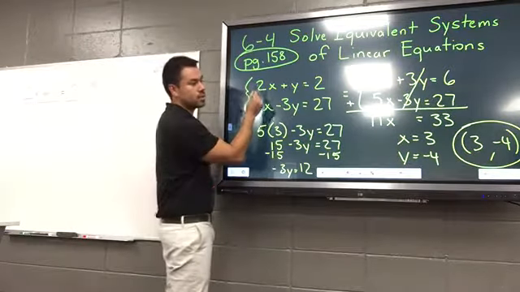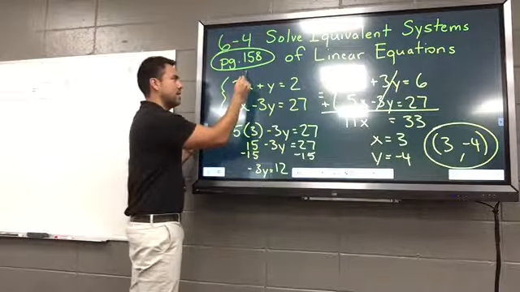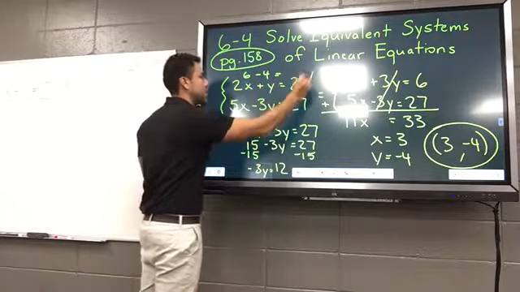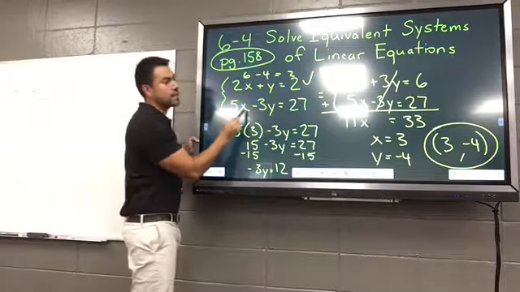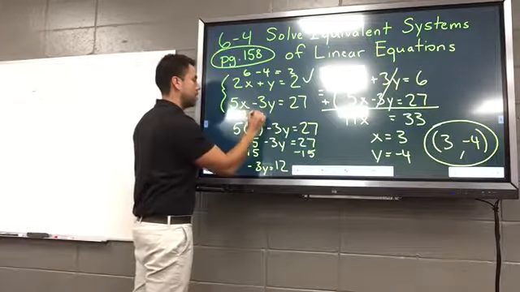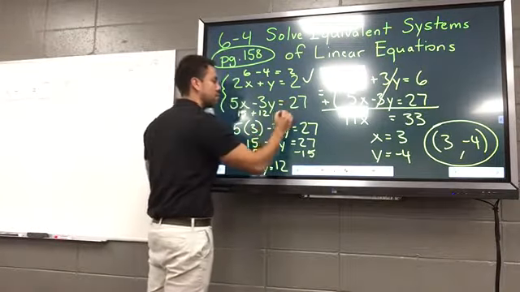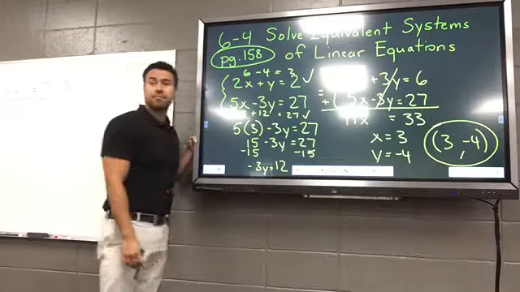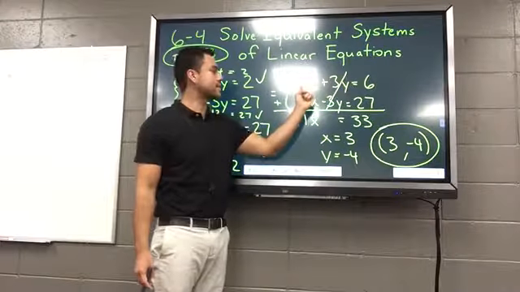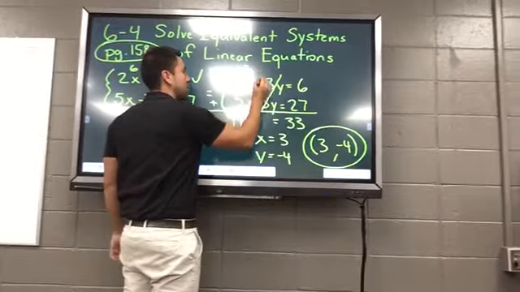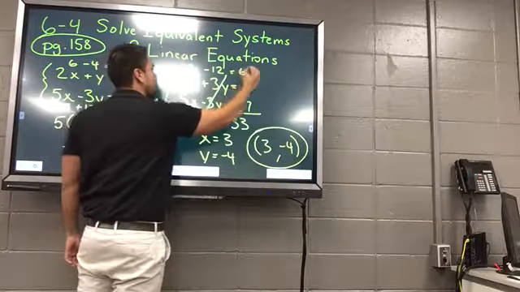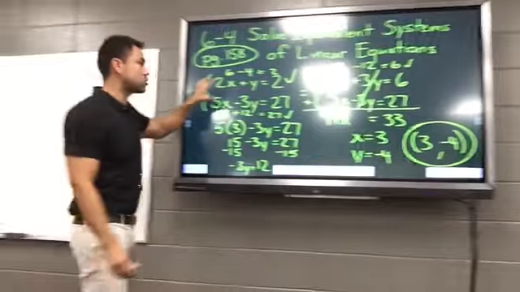So I'm going to check it. What's 2 times 3? 6 plus negative 4. Check, right? It works? Okay, what's 5 times 3? Negative 3 times negative 4? What's 15 plus 12? Doesn't it check? Okay, but does it check up here? What's 6 times 3? What's 3 times negative 4? What's 18 minus 12? It had to check in all of them, especially the first two.